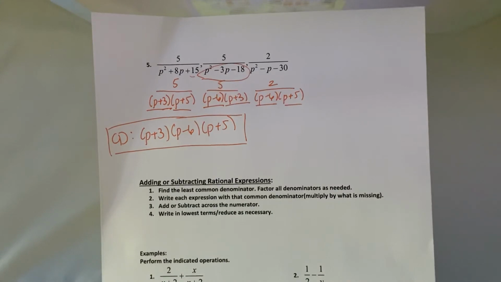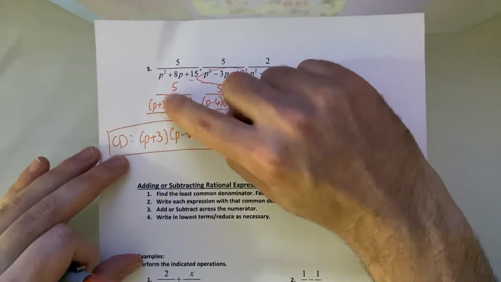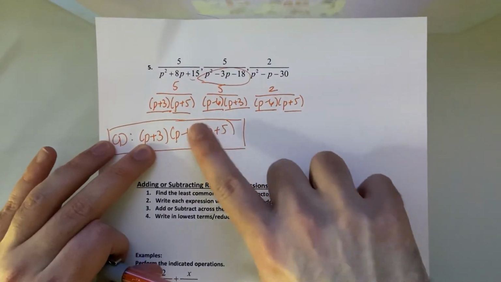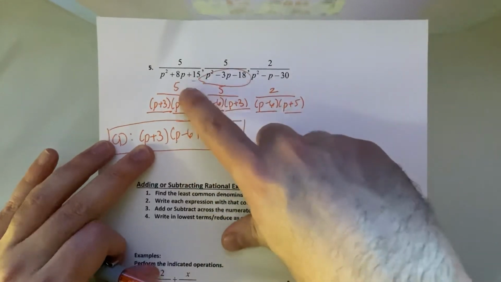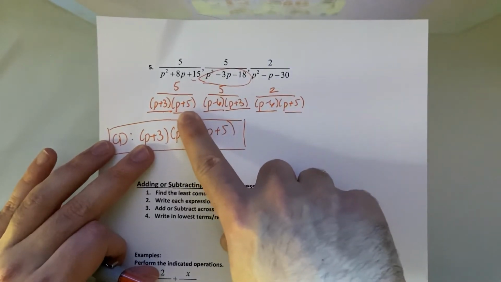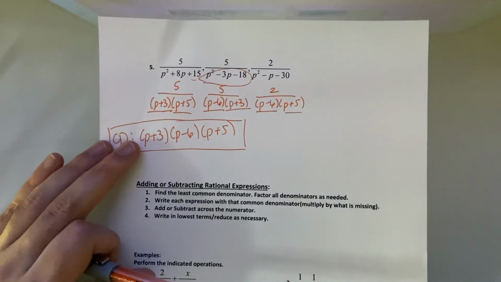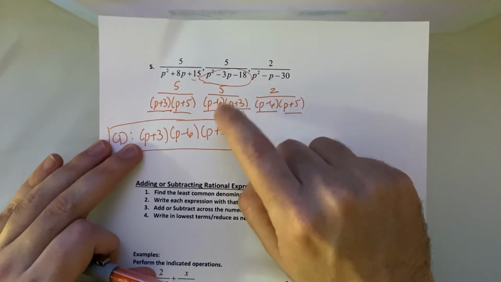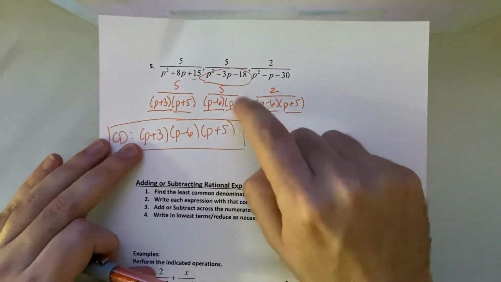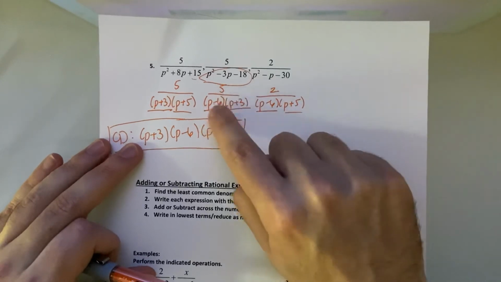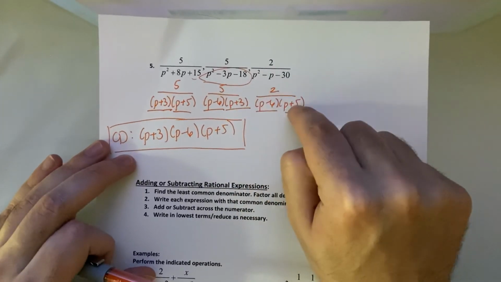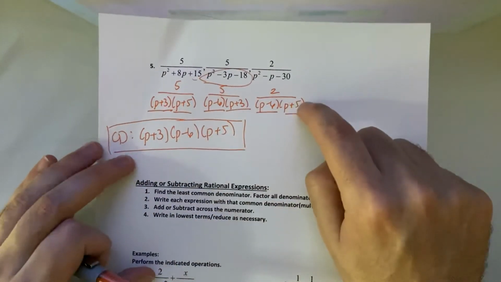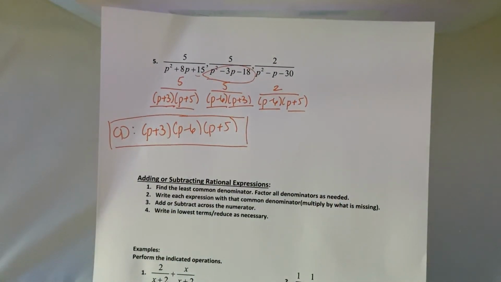So if I were making my fractions all have a common denominator, this first fraction has the p plus 3 and it has the p plus 5, but it's missing the p minus 6. So I would have to multiply the numerator and denominator by p minus 6. The second fraction is missing the p plus 5, but it has the p minus 6 and p plus 3, so I'd have to multiply by the p plus 5 in the numerator and denominator to get this to have all three. And the third fraction has the p minus 6 and p plus 5, but it's missing the p plus 3, so I would have to, again, multiply the numerator and denominator by what's missing, the p plus 3, and then they would all have a common denominator.